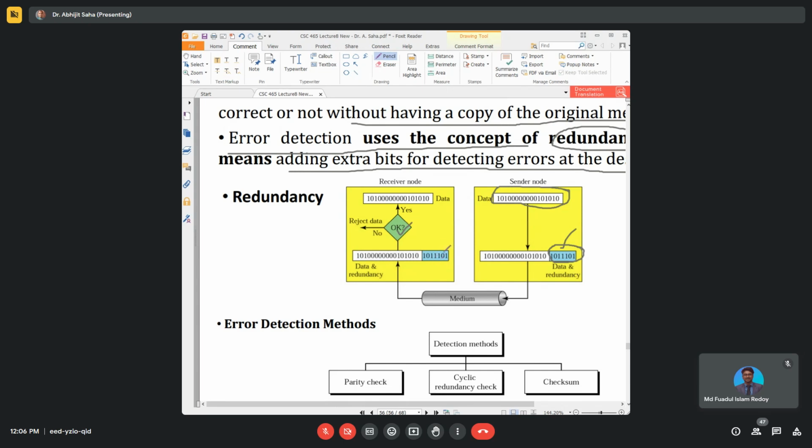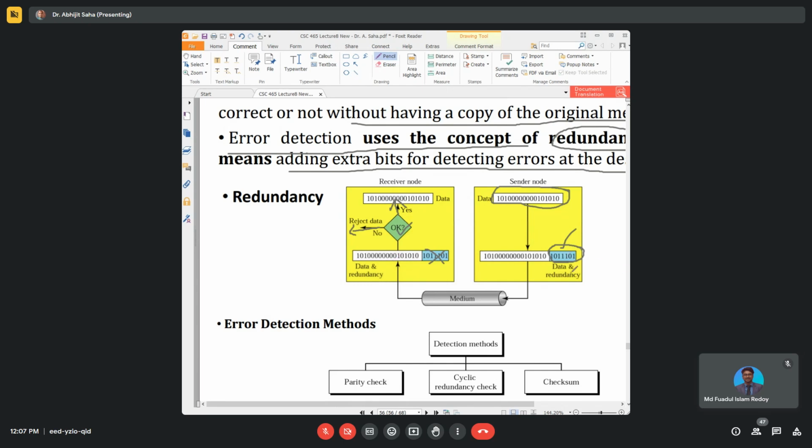Okay, so with the data and redundancy bits, the receiver is able to check whether it is correct or not. If it is correct, then it is going to remove the redundancy bits and accept the data. But if it finds that there are some changes, that is going to be detected at the receiver node, and the data is going to be rejected if there is an error.